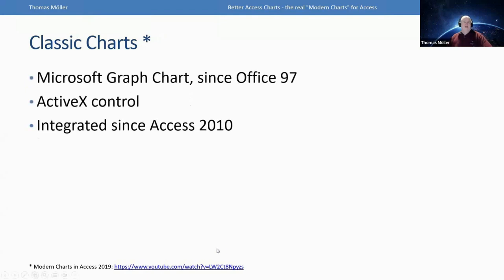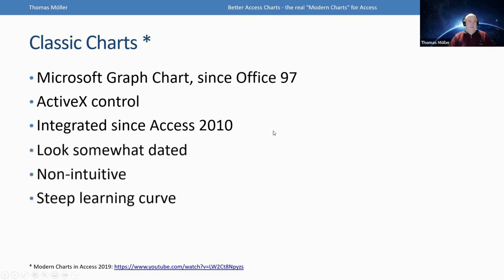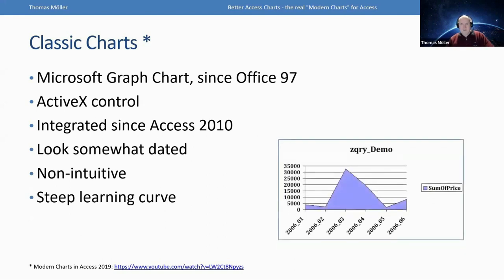So, classic charts. We have them since Office 97, called Graph Chart. And it's an ActiveX control. And since Access 2010, it's integrated into Access. It looks somewhat dated, and it's really, really not intuitive. I will show you that in a few seconds. And we have a steep learning curve to deal with it. Here's a small picture of how ugly it maybe looks.